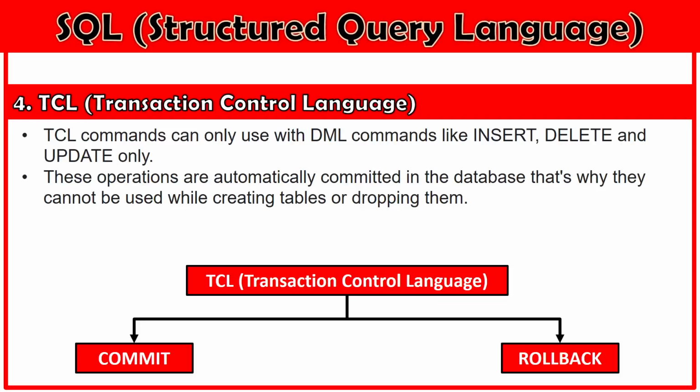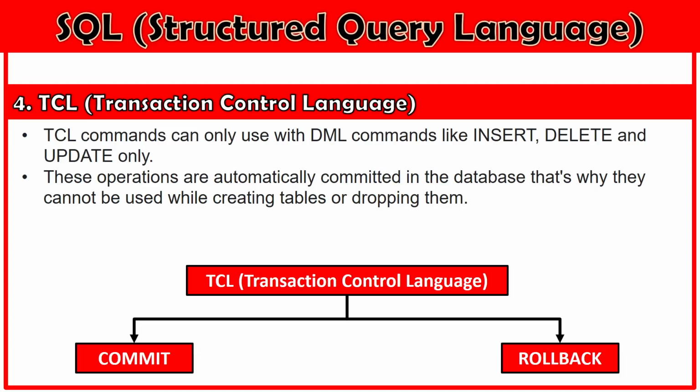Hello, welcome. In this video, we are going to learn about TCL, that is known as the Transaction Control Language. TCL has two commands, that is commit and rollback. In this video, I will completely explain the differences between commit and rollback, and why we are using commit and rollback, all these things.